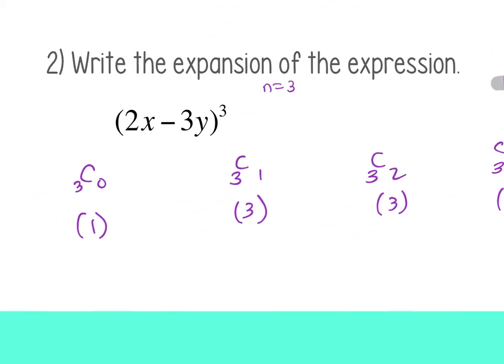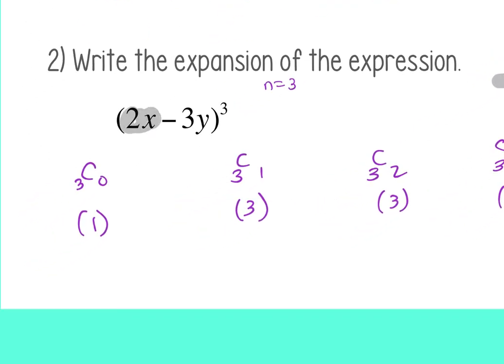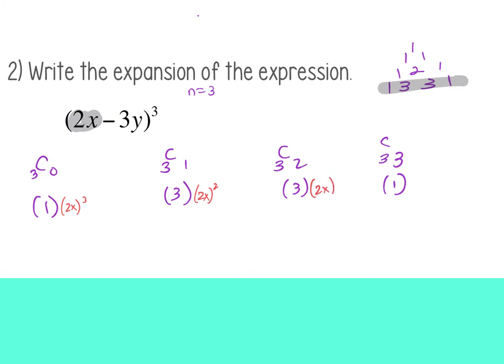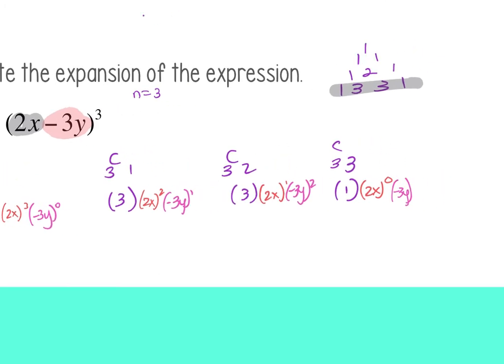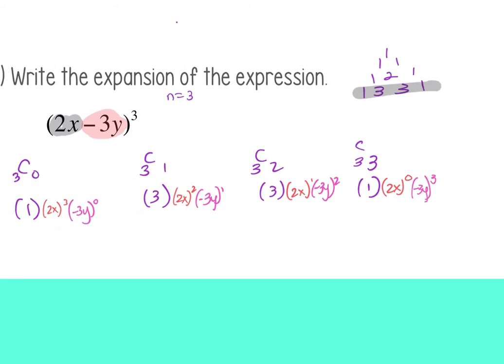Then you have to do your first term, highest exponent down to none. So I get 2x to the third, 2x to the second, 2x to the first, and 2x to the 0. And then you do the second term, which is negative 3y, and you're going to do that to 0 and build up. So negative 3y to the 0, negative 3y to the first, negative 3y to the second, and negative 3y to the third. Now, you don't have to put the plus symbols in between if you remember that you're going to have to take the sign of whatever that coefficient is.